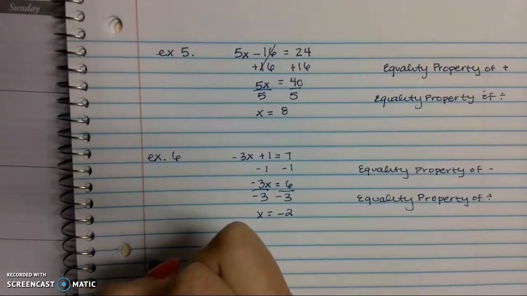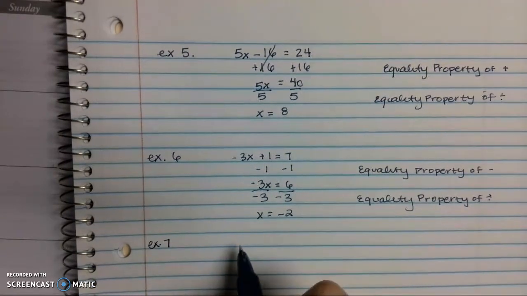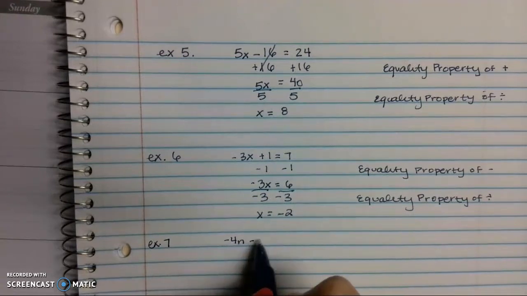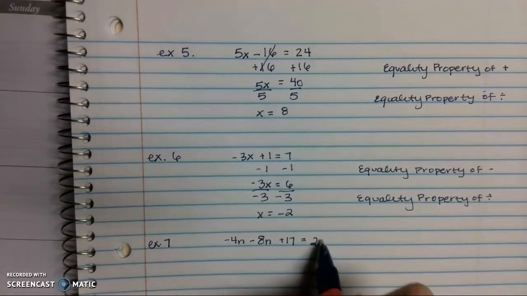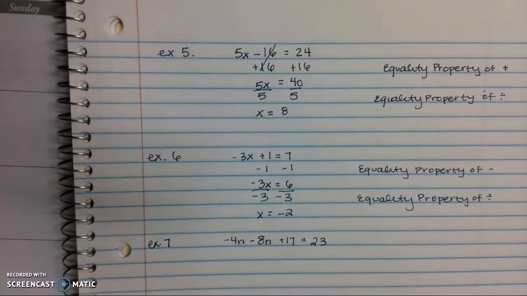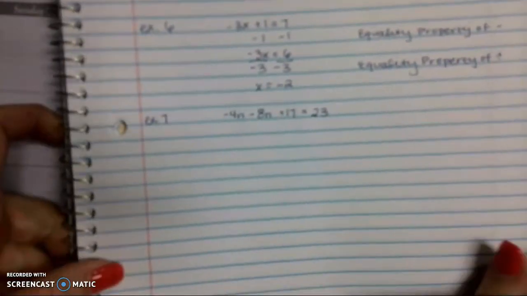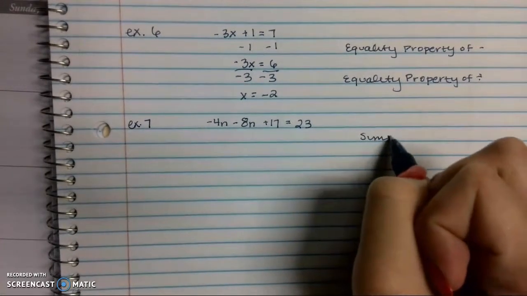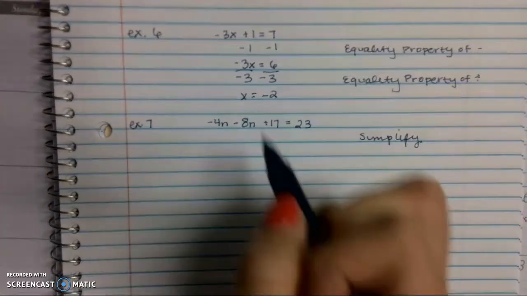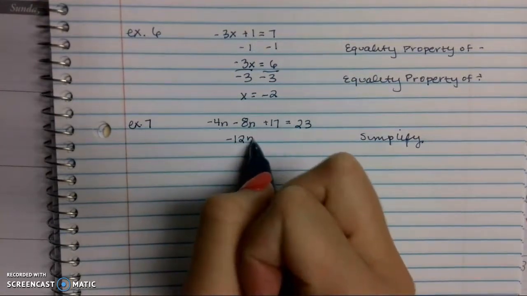Alrighty, let's see a tougher one, shall we? Example number 7. Tough. Some of you are dying to make it a little tougher, okay? So here's what we were talking about before with the little combining like terms. So we've got negative 4n minus 8n plus 17 is equal to 23. So the first thing that we want to do is combine like terms, but instead of writing that in our explanations off to the side, we're just going to be advanced algebra students and write the word simplify. In fact, it's even shorter. So we're going to take negative 4n minus 8n and get that negative 12n.